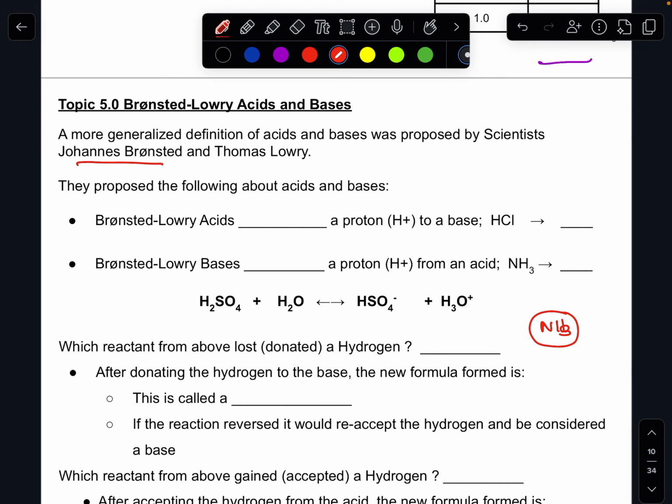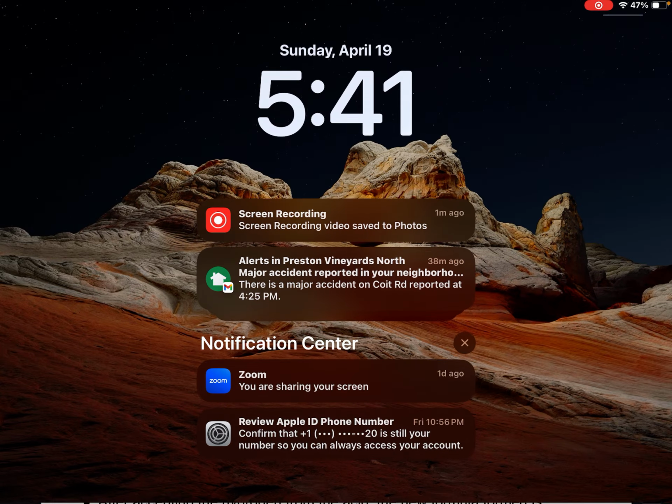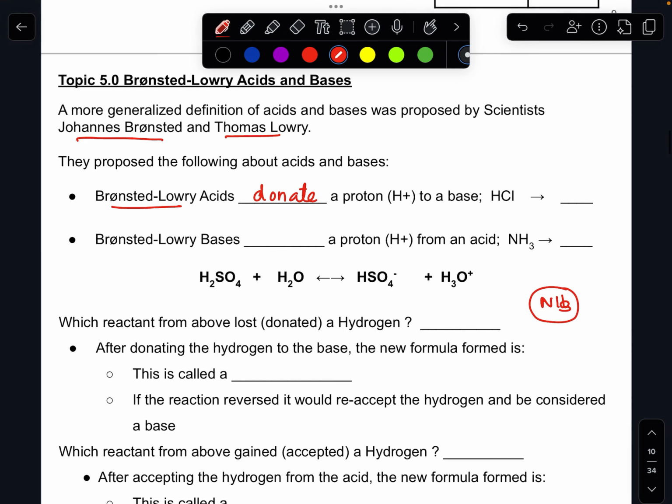They are two different scientists. They said acids will donate a proton. So what is a proton? We know that hydrogen has one proton and one electron. After losing that electron, hydrogen will become a proton. That's why we are calling it a proton. And it will be like this: HCl splits into H plus and Cl minus.